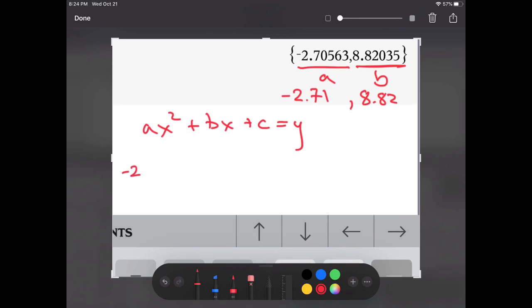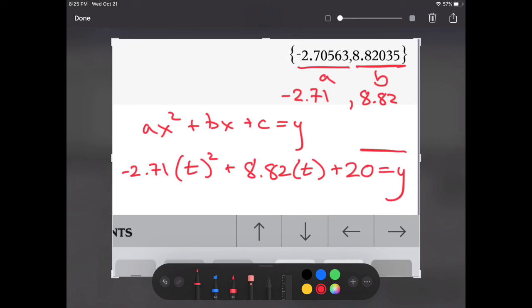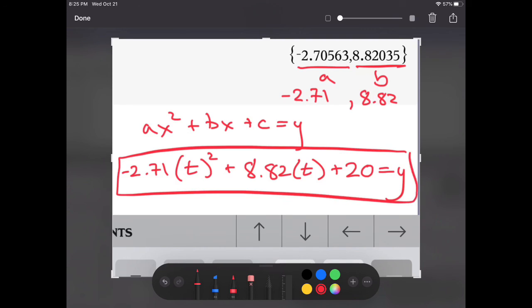So if you're writing your equation in standard form, we would plug in negative 2.71 t squared plus, and the b value, 8.82 times t, plus the c value, which we already found was 20, and that's equal to y. And there's your quadratic in standard form.